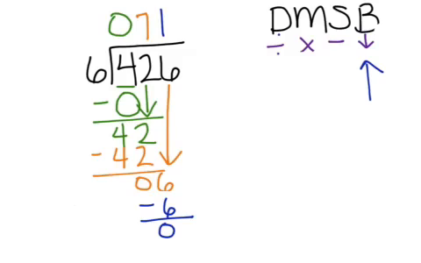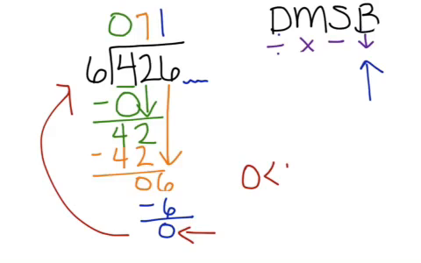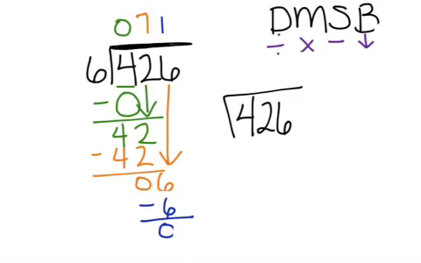My next step is to bring down the next digit, but there is no other digit. So I'm going to look to see if my remainder here is less than my divisor. If my remainder is less than my divisor and I have no other digits here, then I can safely say I have my answer. 426 divided by 6 equals 71.